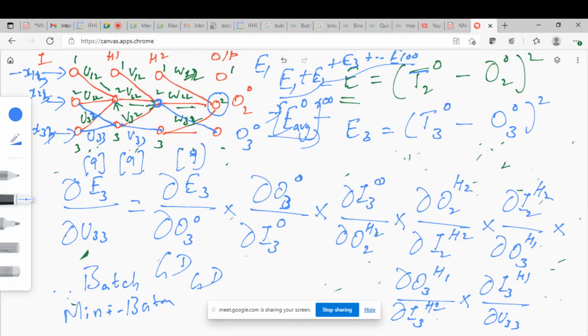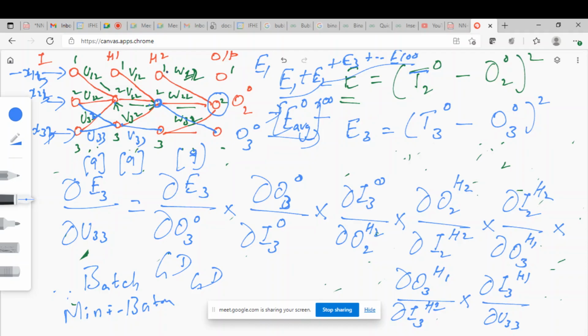For every input, if you do that, first input, see the error, update the weight, keep updating it until there is 0 error. Again do that for the second input, again for the third input. If you do that, that process is called stochastic gradient descent.